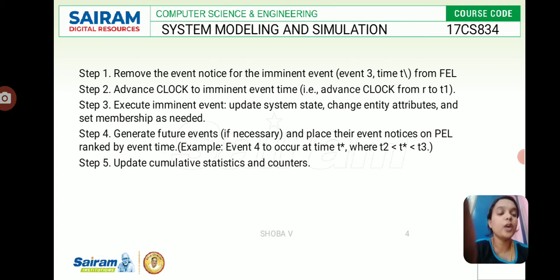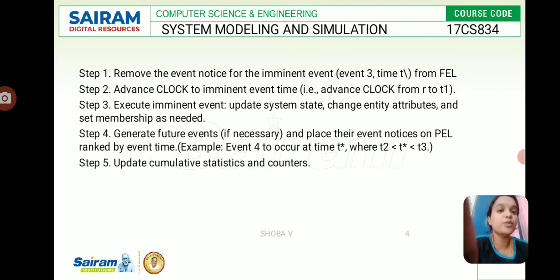Once it is updated, there are changes in the entity attributes, and we can set the membership if needed. The fourth step is to generate future events if necessary, and place their event notices on the FEL, ranked by event time. For example, they have given event 4 to occur at time t2 and event 5 to occur at time t3, like that they have given the conditions t2 till t3. And the last step is to update the cumulative statistics and counters. So these are the 5 steps we have to follow here.